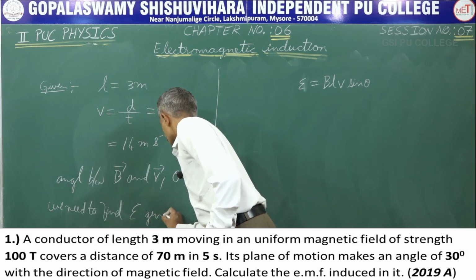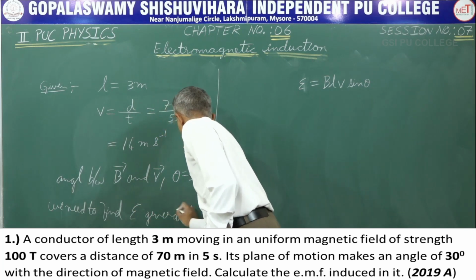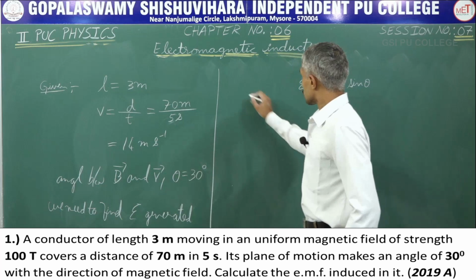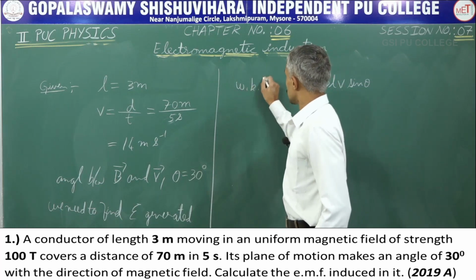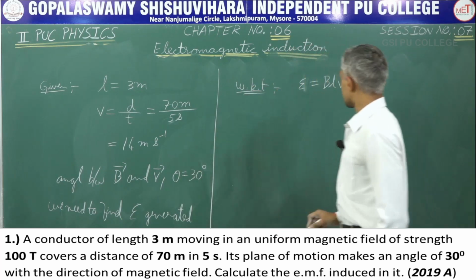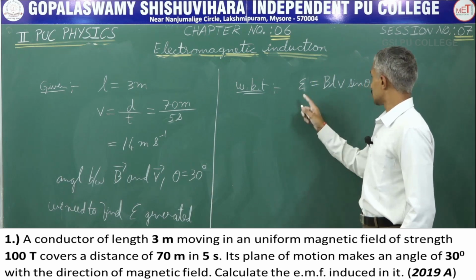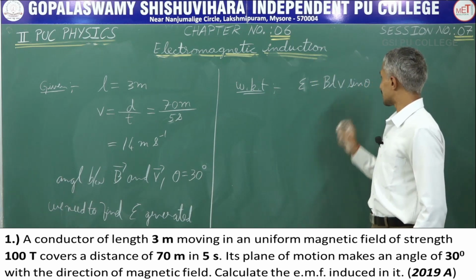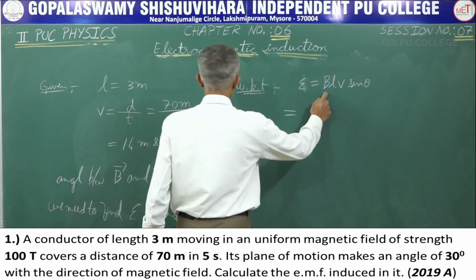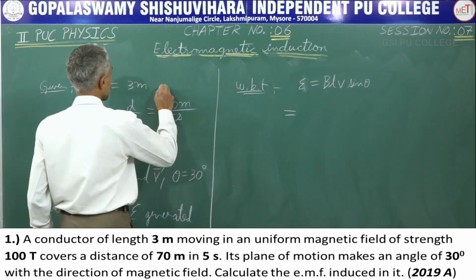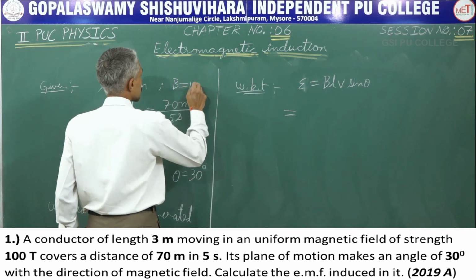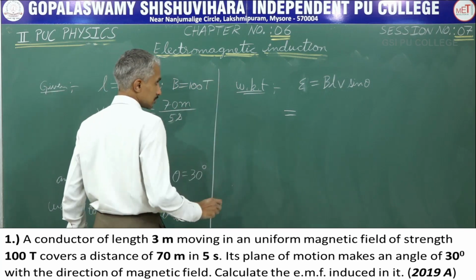EMF generated. So we know that the EMF generated, or the motional EMF in this case, is BLV sin theta. Let us solve. I forgot to note down the magnetic field given. The magnetic field is also given, which is 100 Tesla.